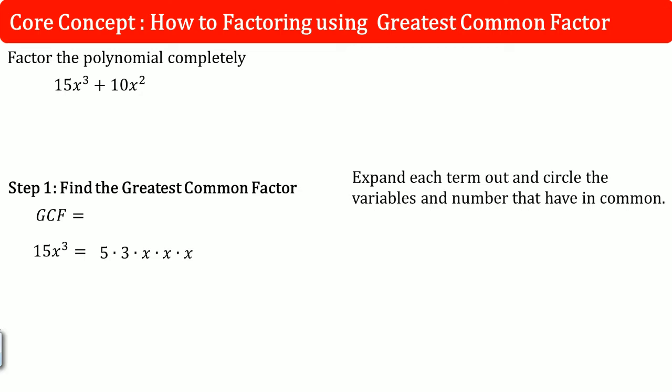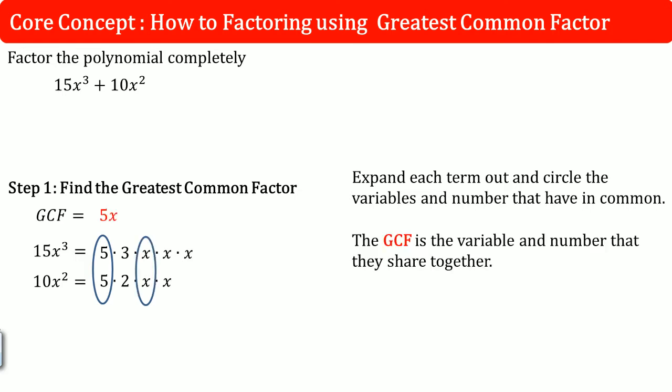Let's look at 10x squared. That can be broken down into 5 times 2 times x times x. Now we circle what they have in common. They have one 5 and a pair of x's. So we can say the greatest common factor is 5x. The GCF is the variable and number that they share together. That's why we circle it. So they share a 5x in both terms.